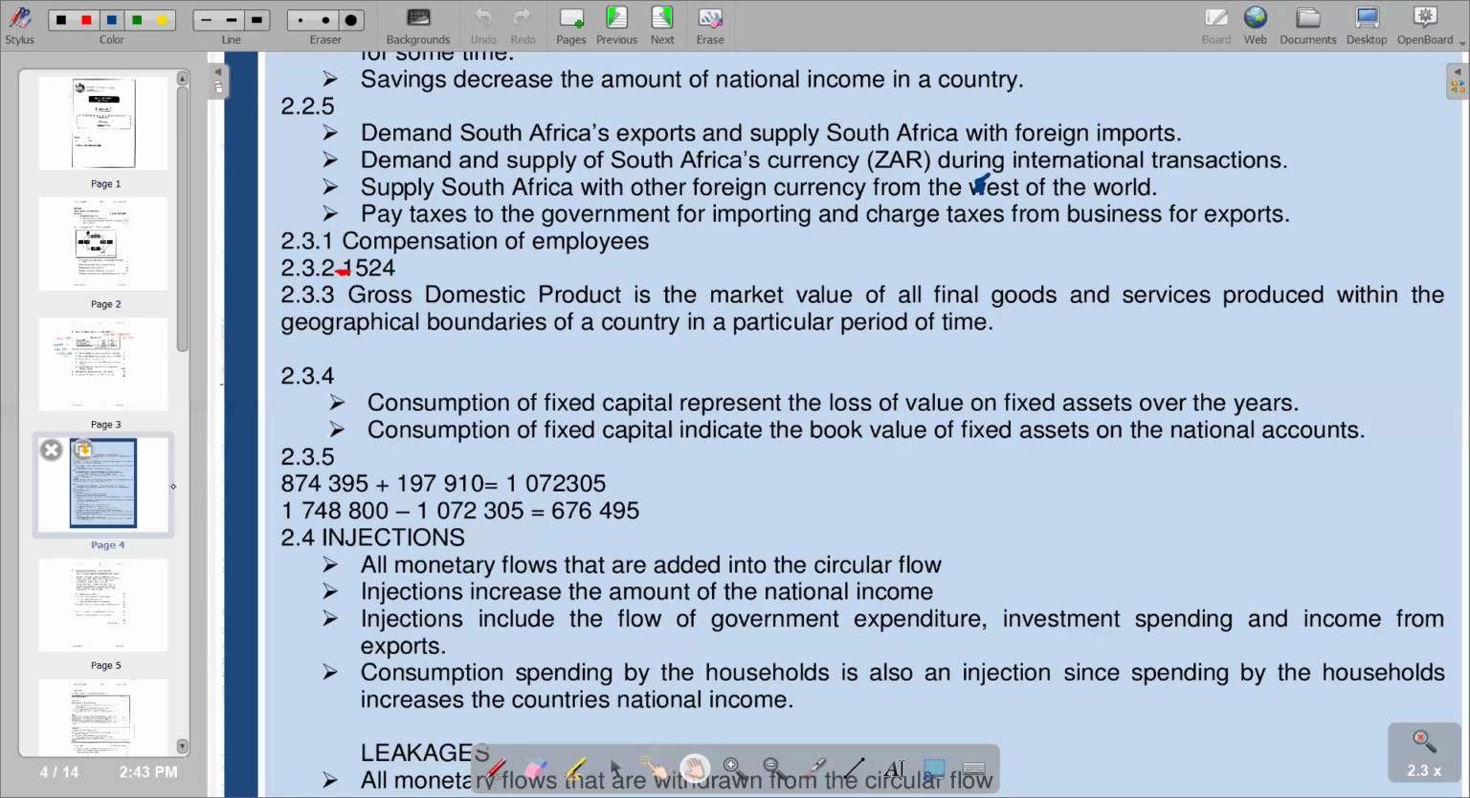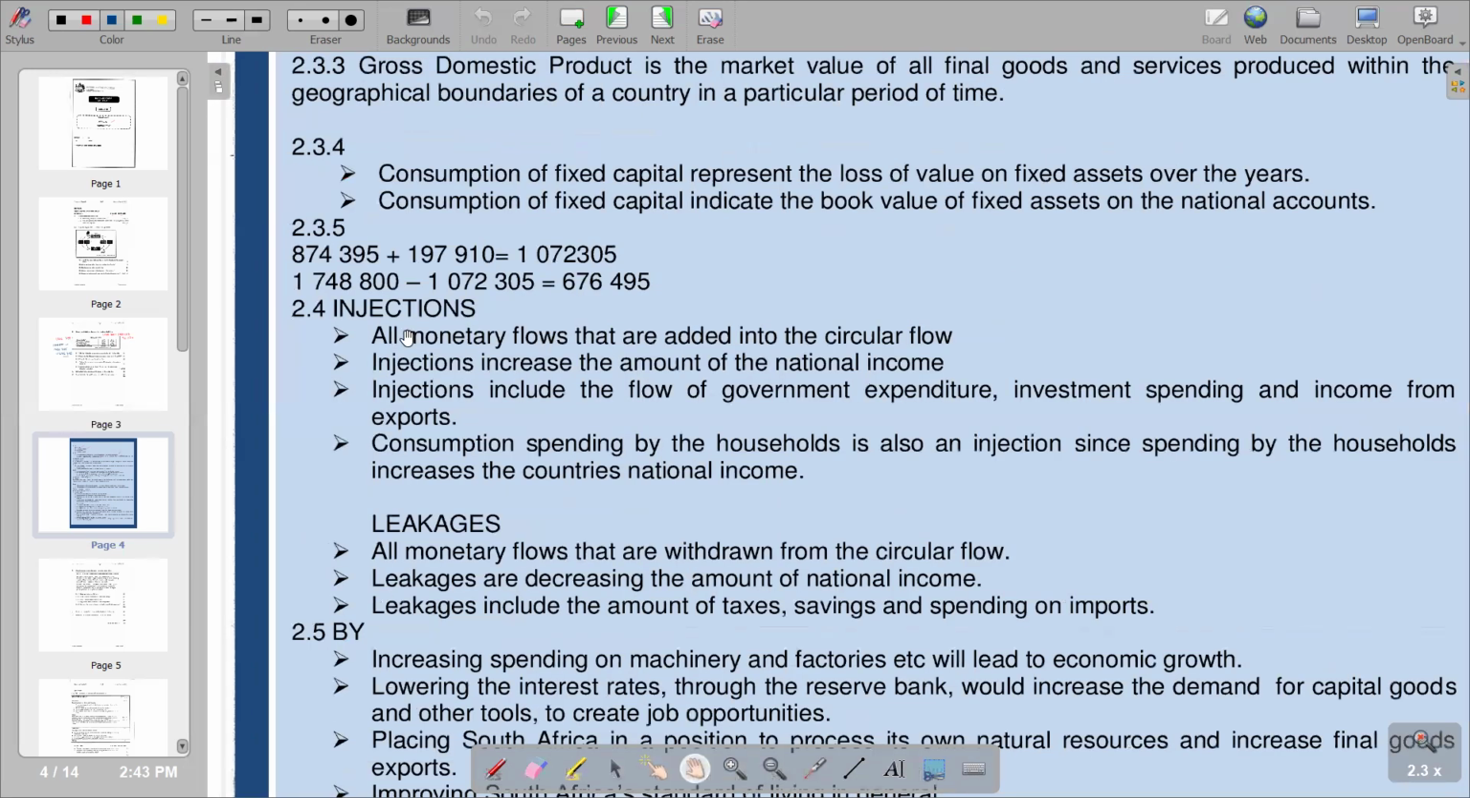So going to our answer section, we have them listed, whereby under injections, the first point is all money-type flows that are added in the circular flow. And then the next is investment spending, and consumption spending by the households is also an injection. Those are the typical points that we have under injections. Then for leakages, all money-type flows that are withdrawn, and the other leakages, which is talking about imports, then you can point out the difference.